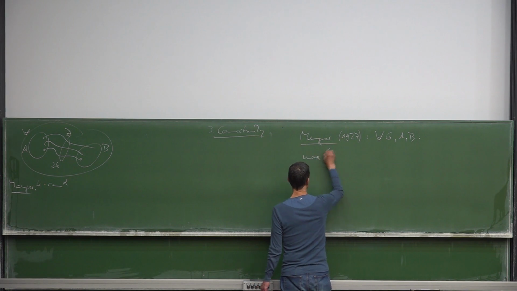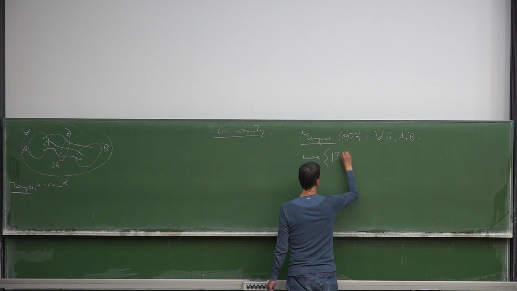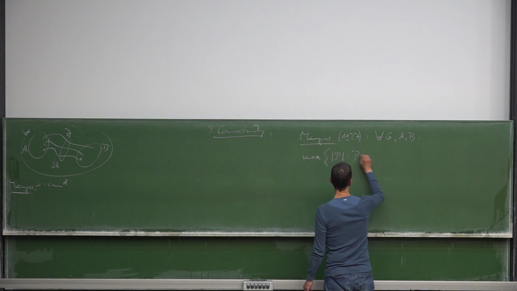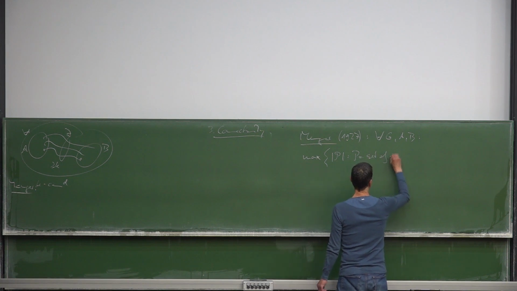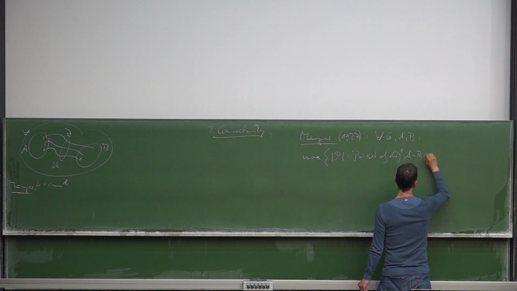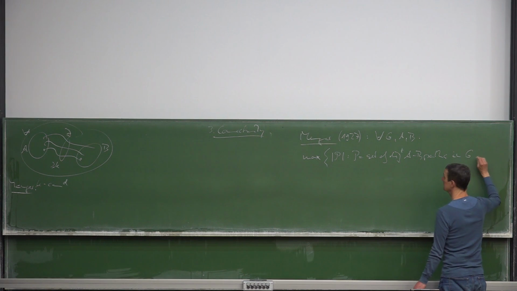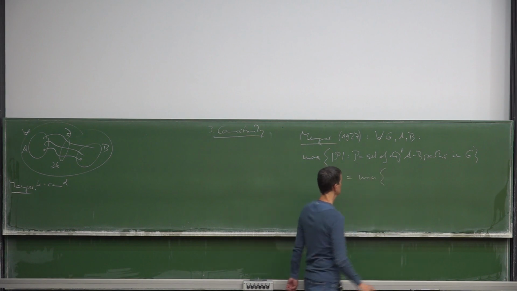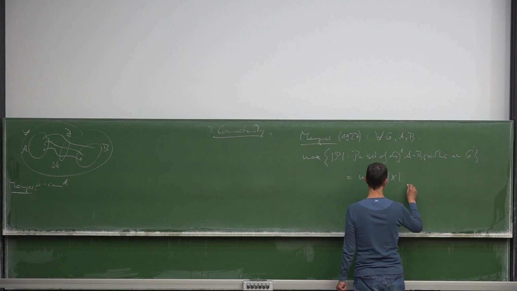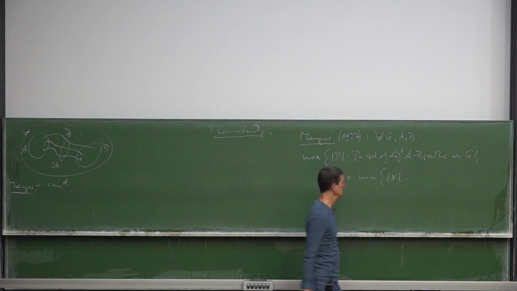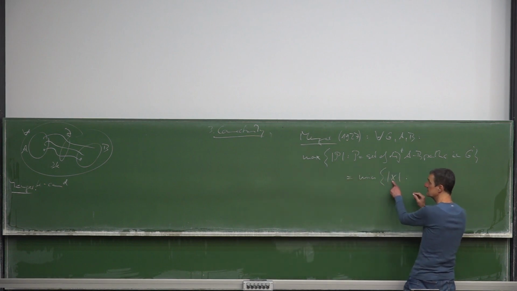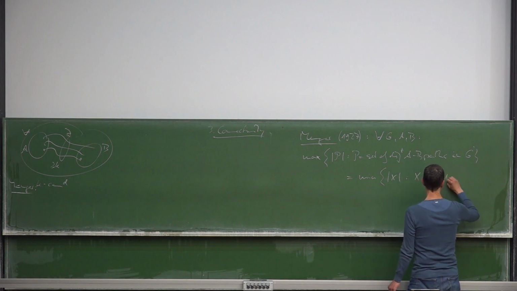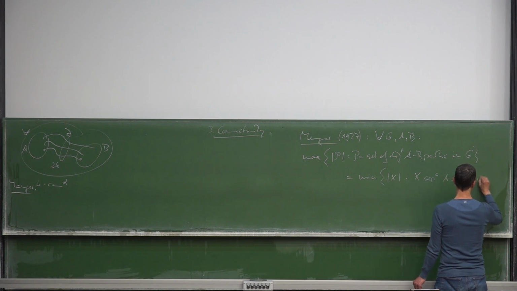The maximum number of A-B paths that are disjoint equals the minimum of all A-B separators, the sizes of all A-B separators. So there's a minimum over cardinalities of vertex sets X, sets of vertices in the graph, such that X separates A from B in G.